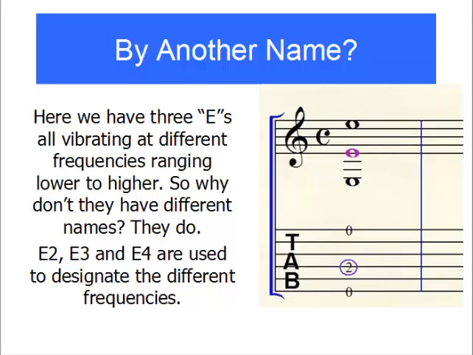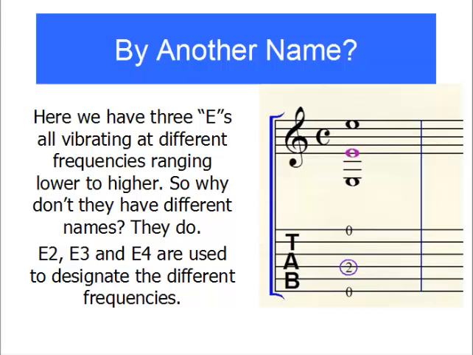Okay, so here we have the 3 E's, all vibrating at different frequencies, ranging from low to higher. So why don't they have different names? Well, they do. We're not going to go into it much, but the lowest one is called E2. The middle one is E3, and the top one is E4.